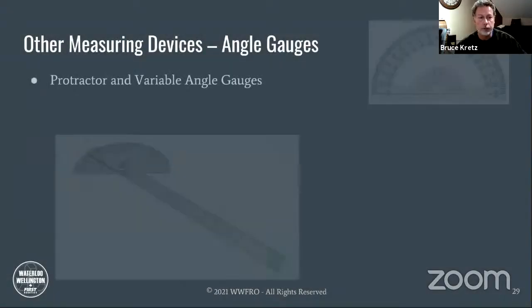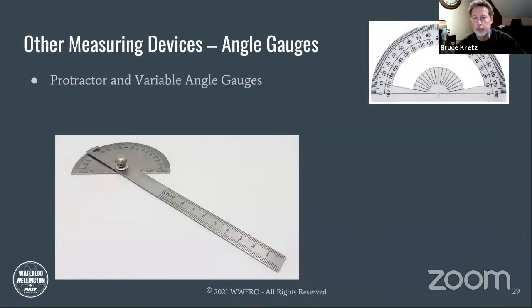Angle gauges, protractors and variable angle gauges. You may be familiar with the protractor from school, used to measure angles, and a variable angle gauge, which has a steel ruler that can be set to a specific angle, locked in with a thumb wheel, and then you can draw an accurate angle on a part before you want to cut it or measure or build it.